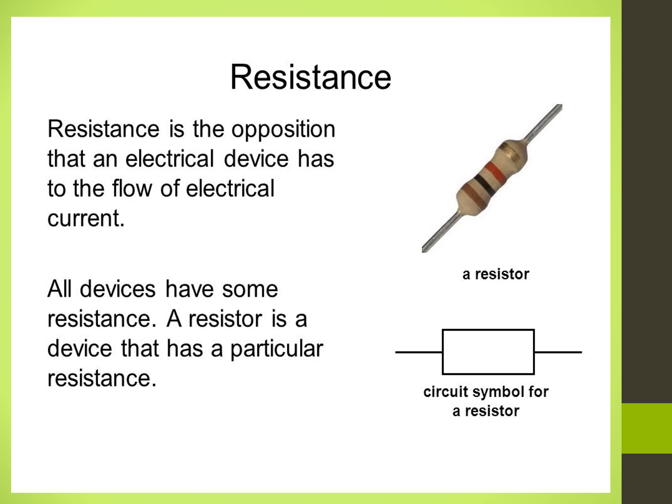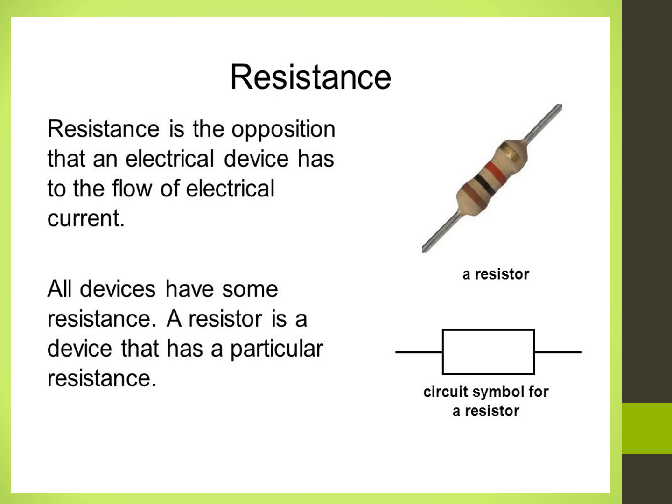SI unit of resistance is ohm. What is the SI unit of resistance? Ohm. The symbol is like this, you see. Everybody see the book. 1 ohm is the resistance of a component when a potential difference of 1 volt applied across the component drives a current of 1 ampere through it.